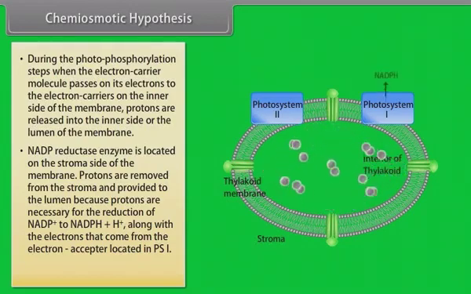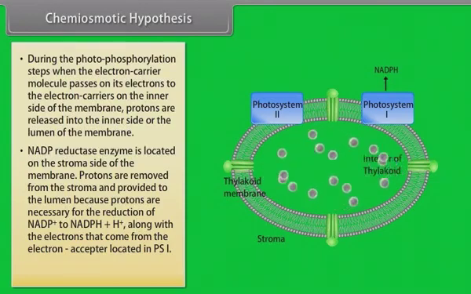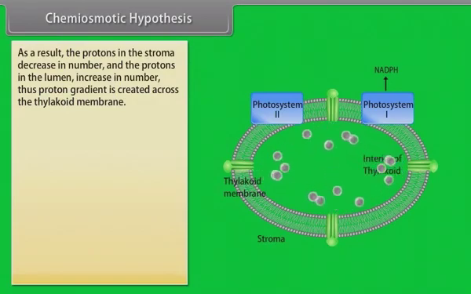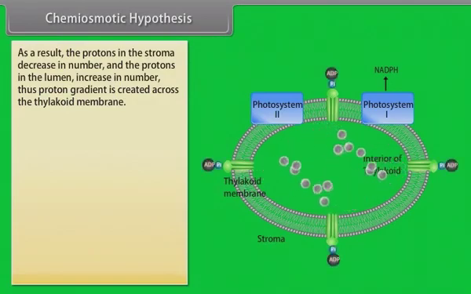to NADPH plus H+, along with the electrons that come from the electron acceptor located in PS1. As a result, the protons in the stroma decrease in number and the protons in the lumen increase in number. Thus, a proton gradient is created across the thylakoid membrane.